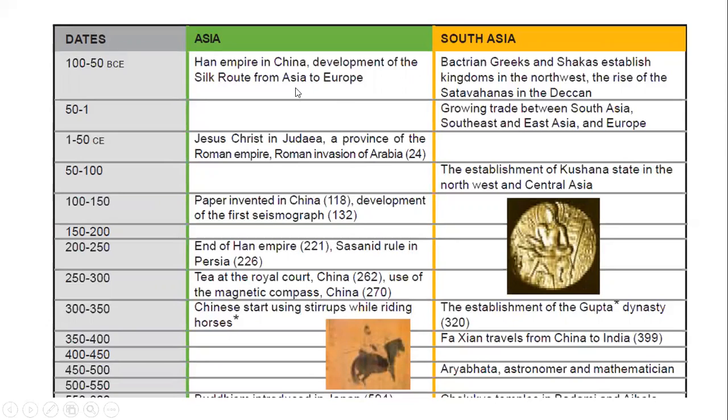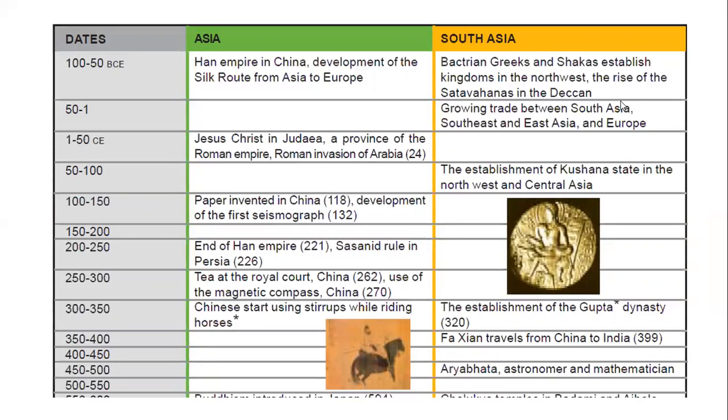Here, let's read this timeline with a comparison of each other. So in 100 to 50 before Common Era, we see that the Han Empire in China, we saw the development of Silk Route from Asia to Europe. In South Asia, we see Bactrian Greeks and Shakas establish kingdoms in the northwest.